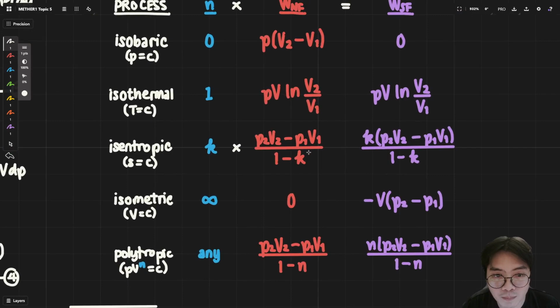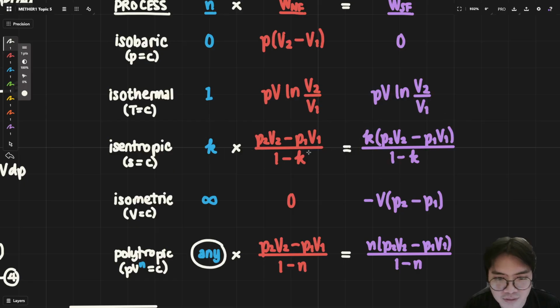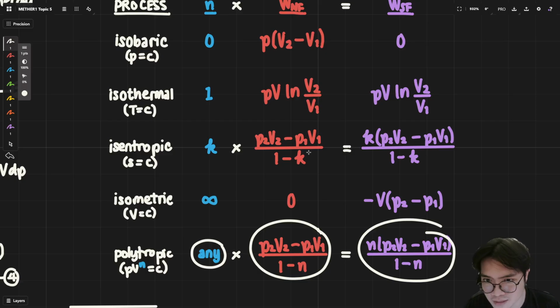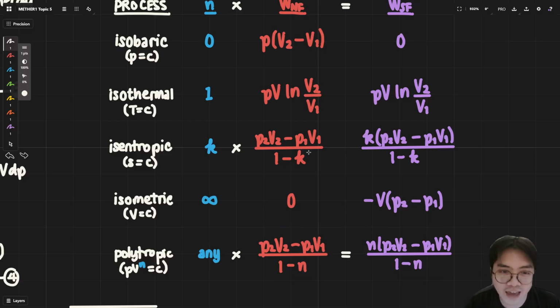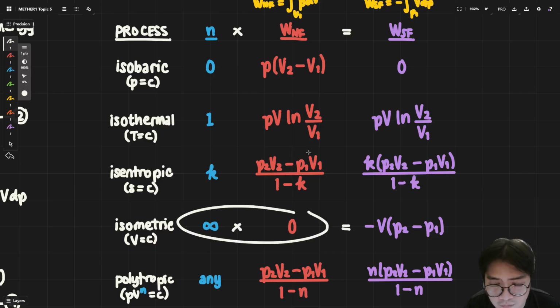Notice that for an isentropic and a polytropic process, if you just multiply any value of k or any value of n, it's the same thing. k times this is literally this. n times this is, again, this thing. The only thing, again, where this breaks is the isometric process. Notice that infinity times 0 is an indeterminate form. So again, L'Hopital's rule.